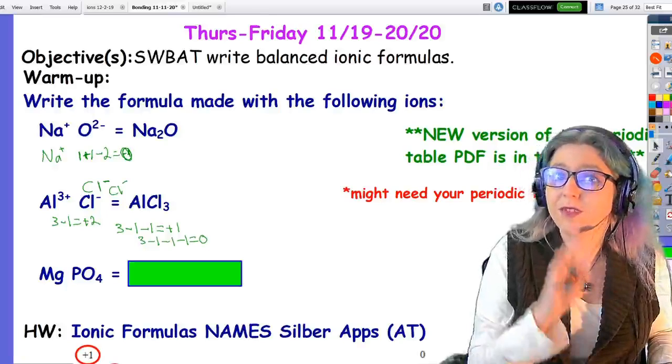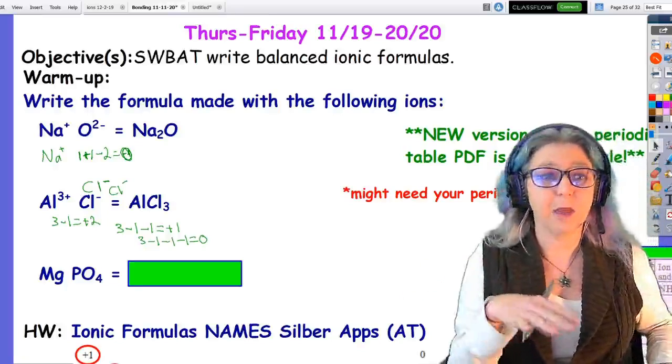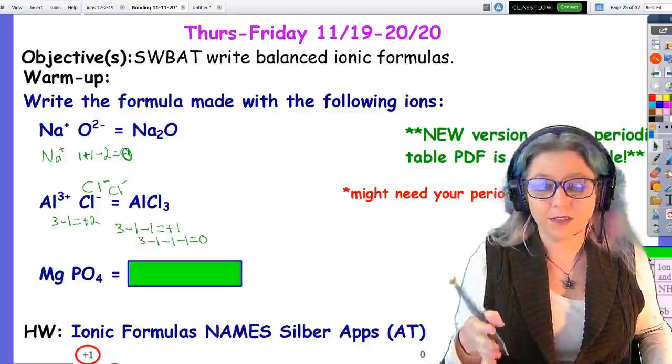Now be very careful with those capital and lowercase letters, everyone. I saw a lot of mistakes in our warm-ups where students kind of capitalized everything. Every capital letter is a new element.